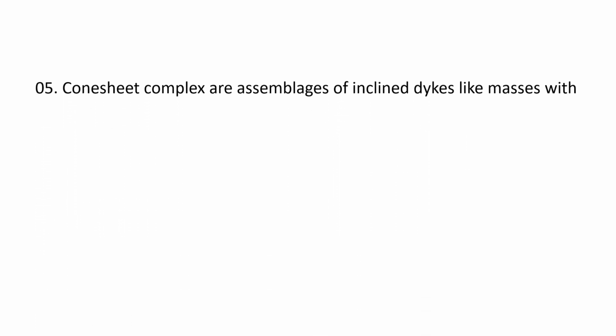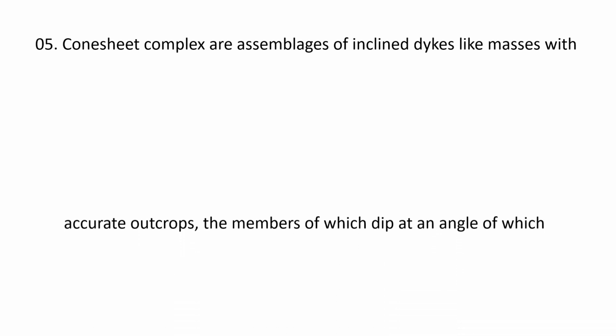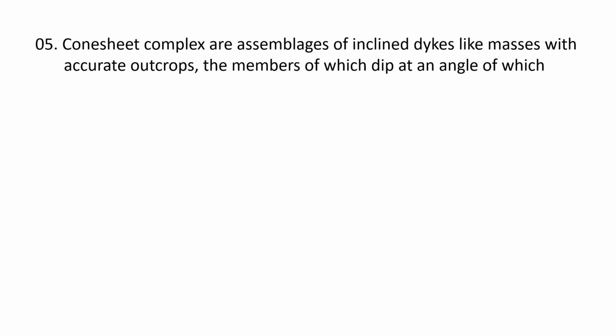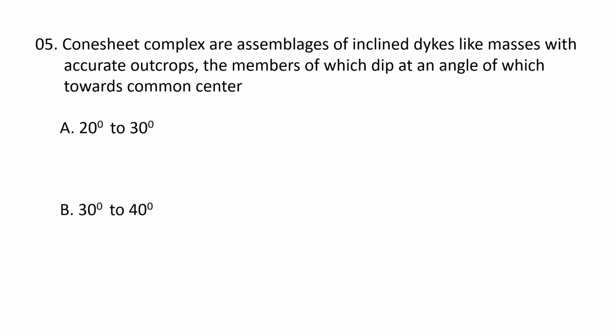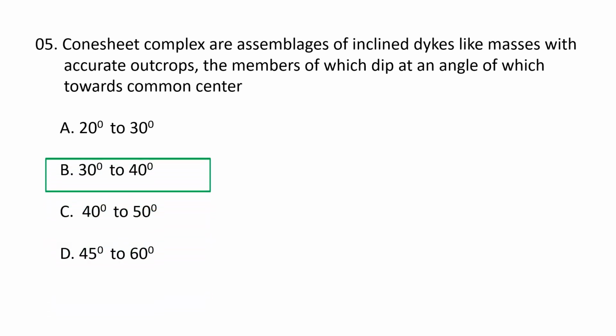Cone sheet complexes are assemblages of inclined dike-like masses with arcuate outcrops, the members of which dip at an angle towards a common center. So what's the angle? A 20 to 30 degrees, B 30 to 40, C 40 to 50 degrees and D 45 to 60. So cone sheet complexes are assemblages of inclined dike-like masses and they dip at an angle of 30 to 40 degrees towards a common center. B is the correct option.